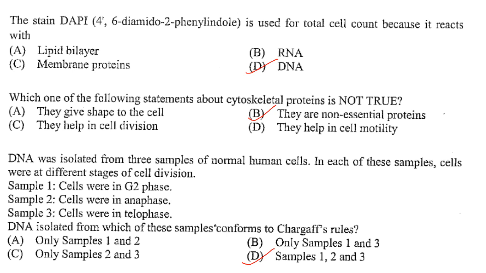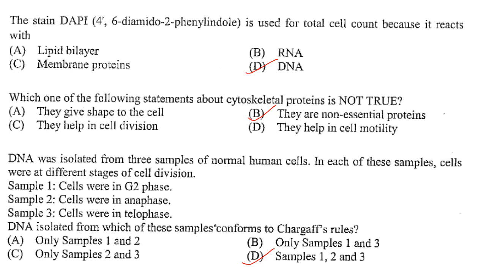Then next one. The stain DAPI is used for total cell count because it reacts with DNA. DAPI is a fluorescent dye that specifically binds to double-stranded DNA, and it is useful for visualizing cells with their nuclei.